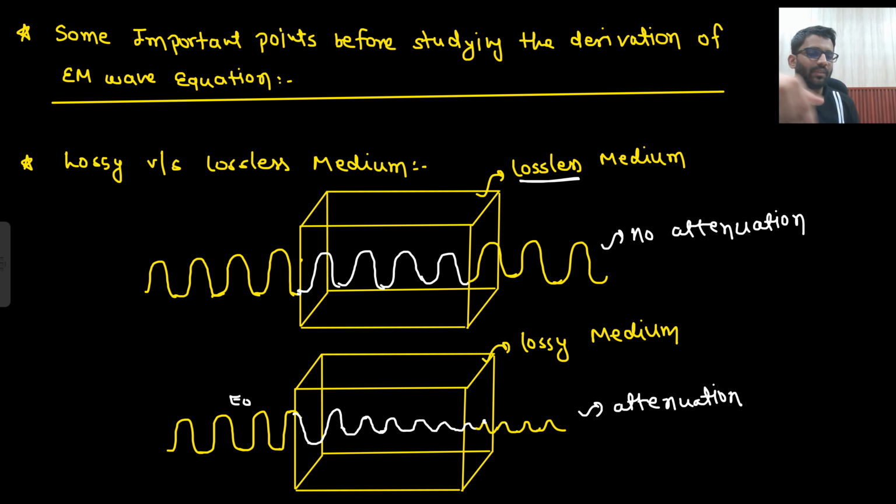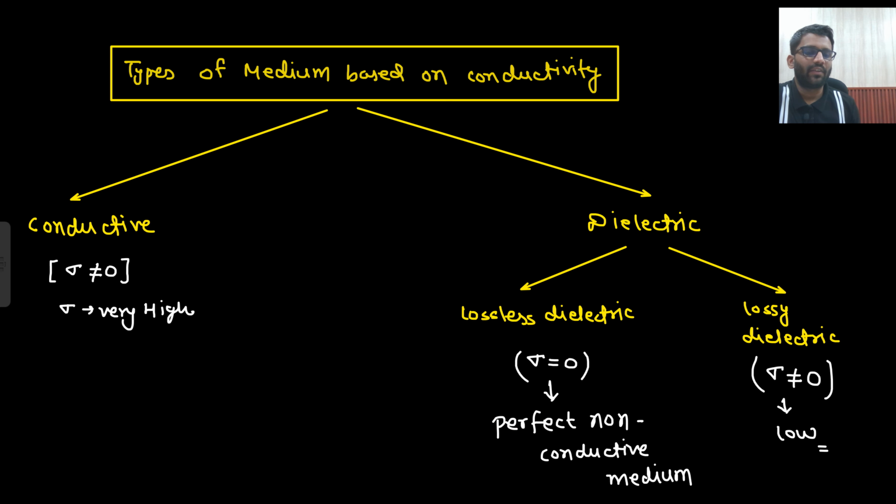Then lossless and lossy medium. Then we study conductive and dielectric. This slide might be a bit confusing, but you don't need to mug it up; you will eventually remember it. Conductive means it will have some conductivity, so sigma will not be 0. Ideally for a dielectric medium, sigma should be 0. But if it is a lossy dielectric, there is some loss, so sigma will not be 0. There will be some value of sigma, but it would be low. So that will be lossy dielectric.